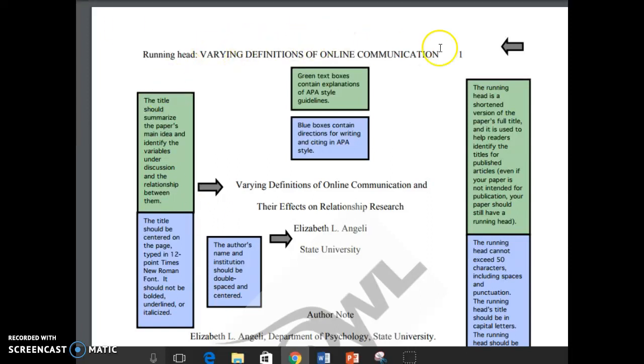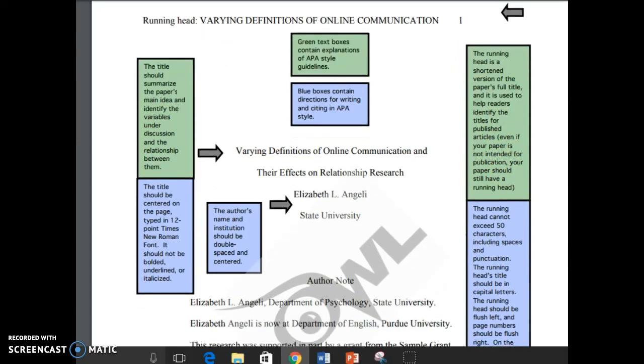And one other thing to make sure that you notice, the running head. Many of you guys included a running head. If you are going to include elements of an APA formatted paper, please make sure that you do so and always have your format correct. So a couple of things to notice about the running head. The running head is a shortened version of the paper's full title.